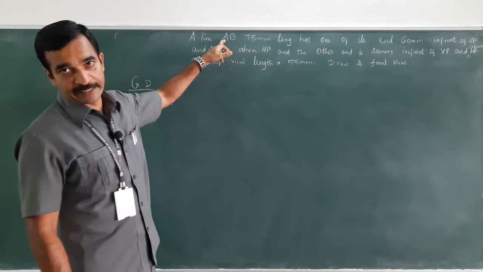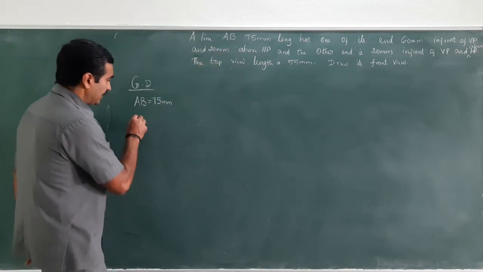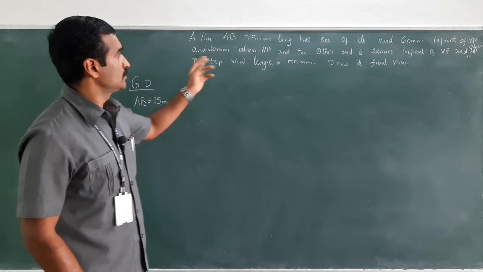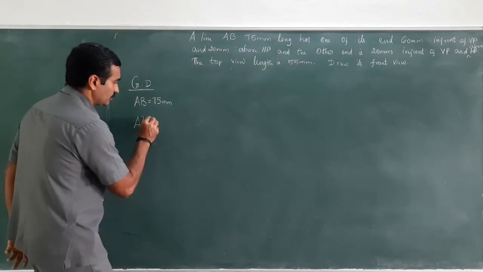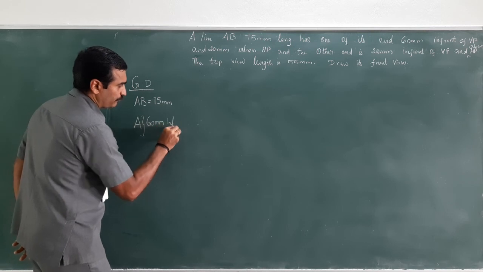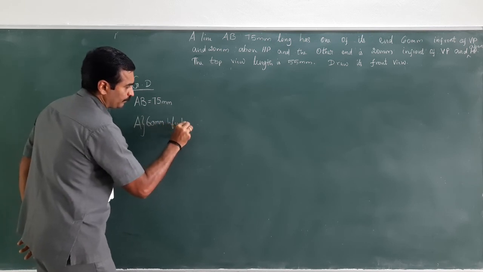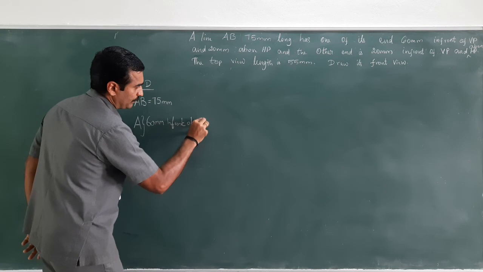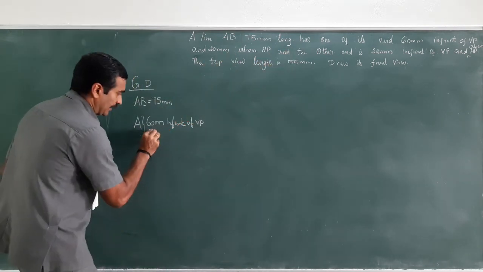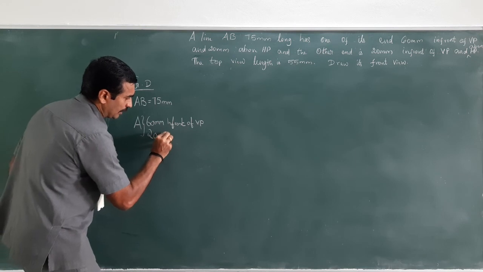That means the first end is A, therefore the locus of A information is given. What does it say? 60 mm in front of VP, in front of VP. And 20 mm above HP.